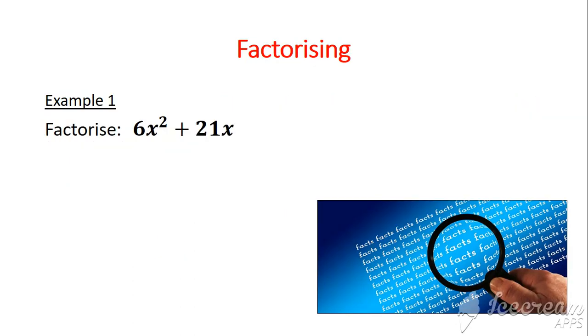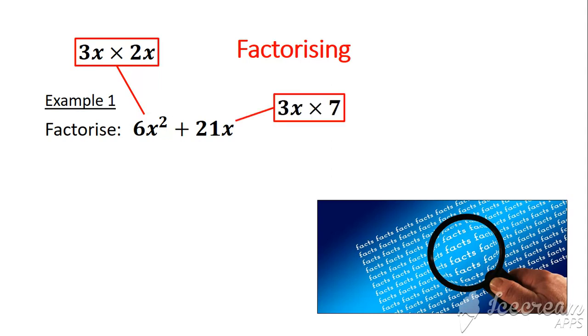Let's go into some examples and show you if you understand factorising at the level needed for level 1. Here's example 1. We're going to factorise 6x squared plus 21x. Well, 6x squared can be made up of 3x times 2x, and 21x can be made up of 3x times 7. So you can see they both have a 3x that's common factors.